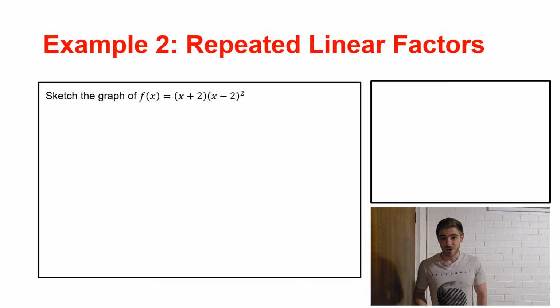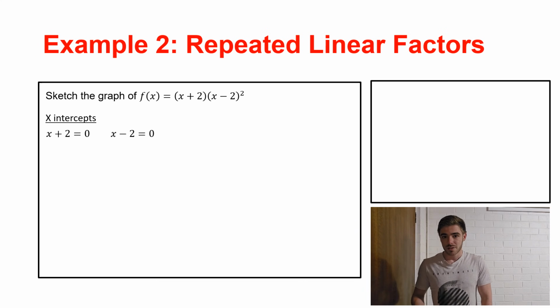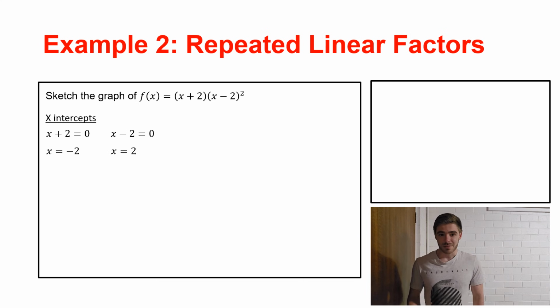As before, we're going to find our x-intercepts by null factor law. This time we're only going to get 2 unique solutions. The y-intercept is once again solved by subbing in x equals 0, and this time we get y equals 8.